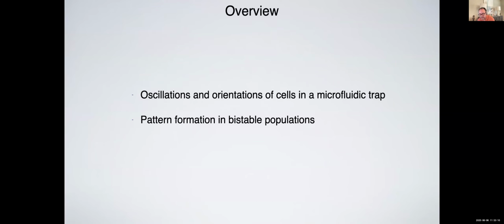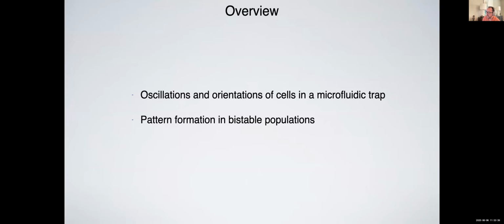What I'll tell you about is a couple of different aspects of the problems we've been looking at. One of them is the oscillations and how they're affected by orientations in microfluidic traps. If you haven't seen microfluidic traps, I will tell you a little more about what they look like and why we're using them. Next I'll talk about pattern formation and bistable populations. That's going to be a shorter part.